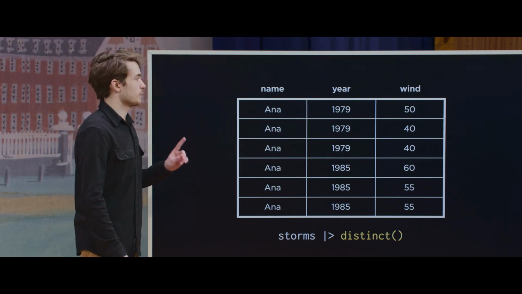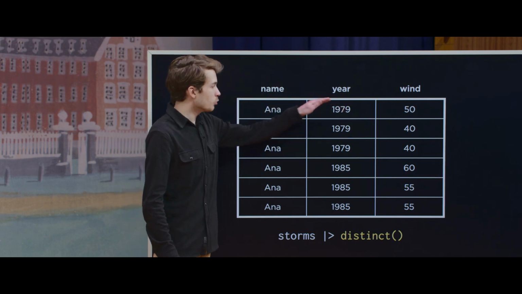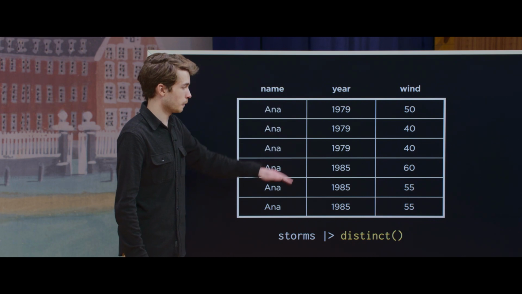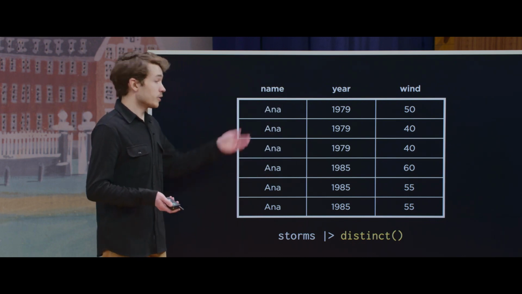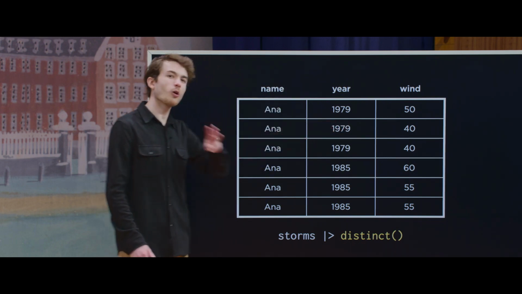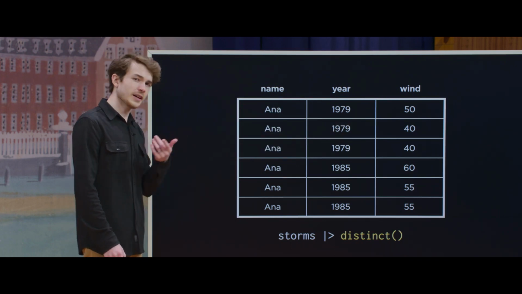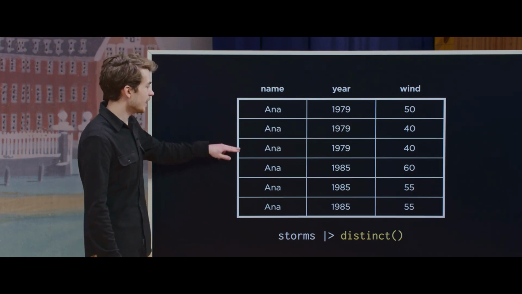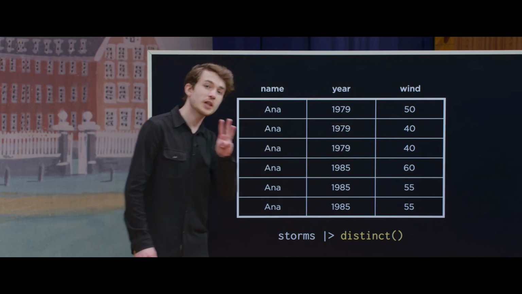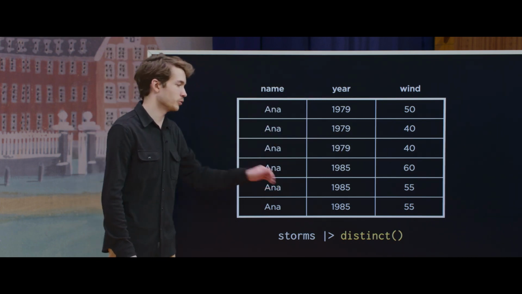So let's do step by step here. Row 1. Anna, 1979, 50. Do I see all 3 of those values anywhere else in this table on a single row? I don't. Let's go to the next one then. So Anna, 1979, 40. Do I see all three of those values elsewhere in this table on any given row? I think I do. I think I see them on this next row here by chance. Anna, 1979, and 40. All three of those values across all the columns match. So this would be a duplicate row according to distinct.